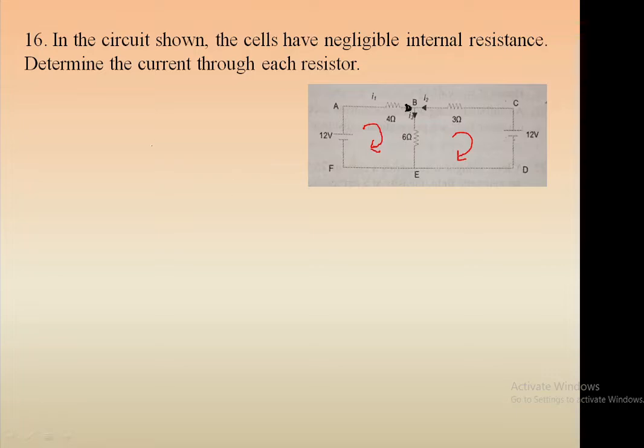At the junction B, I1 and I2 are the incoming currents, and I3 is going outwards. So when we apply the junction rule at B, we have I3 equal to I1 plus I2.